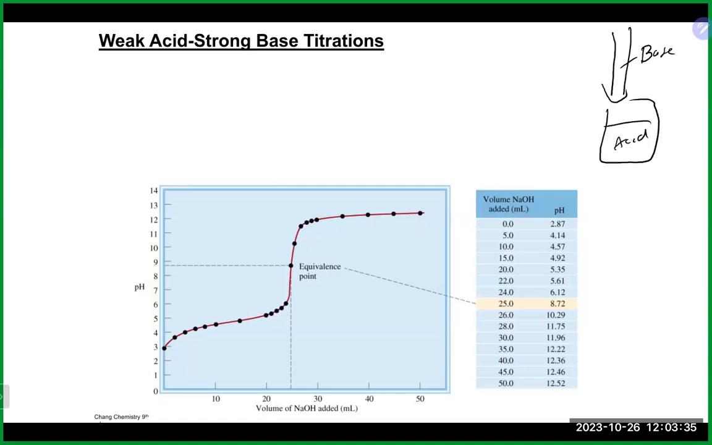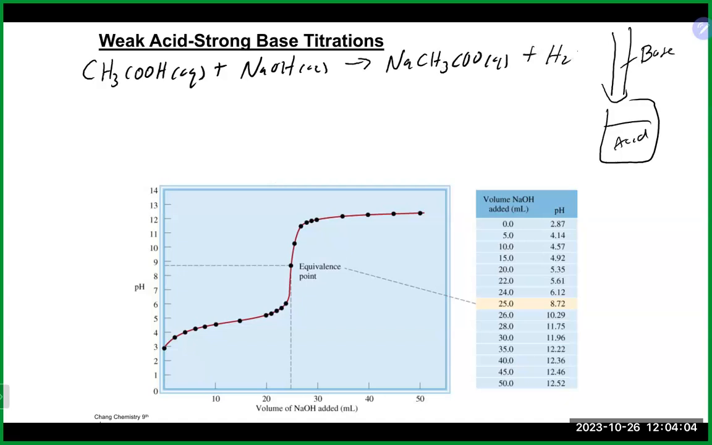If we look at a titration of everybody's favorite example, acetic acid, plus some sodium hydroxide, and again, acetic acid is also sometimes written C2H4O2, this is going to be a double displacement reaction. It gives us sodium acetate and a little H2O as well. Basically the H and the OH come together, and the sodium and the acetate come together.